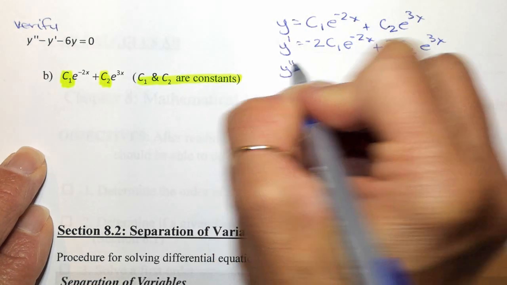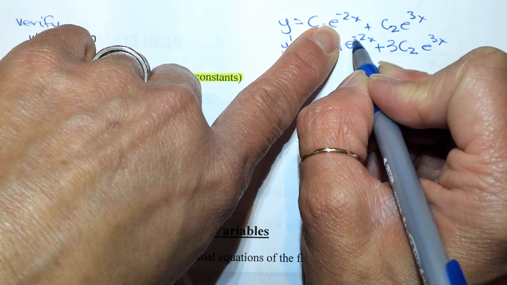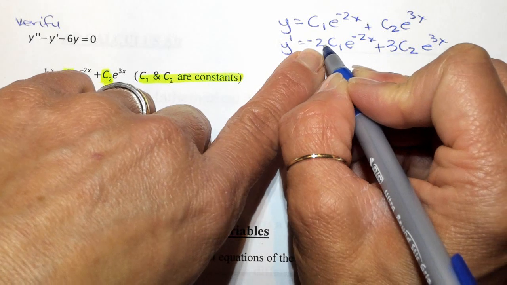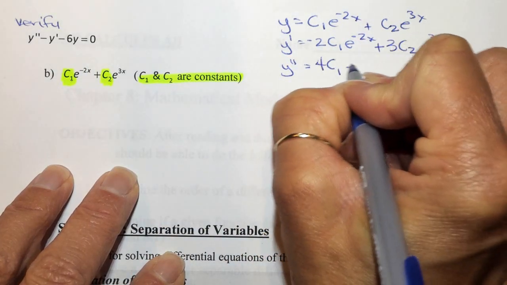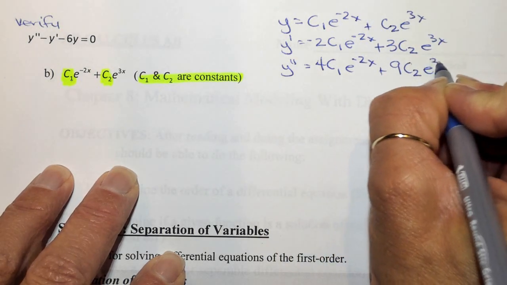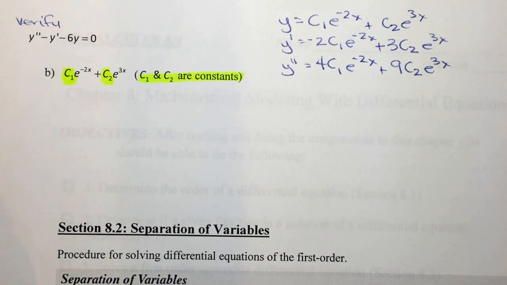And then y double prime is equal to, again, you're doing the same thing. When you take the derivative of e to the negative 2x, it's negative 2e to the negative 2x, but now I need to multiply by another negative 2. So this would be 4 c sub 1 e to the negative 2x plus 9 c sub 2 e to the 3x. So now I have my derivatives, and I'm going to plug them in where they belong.